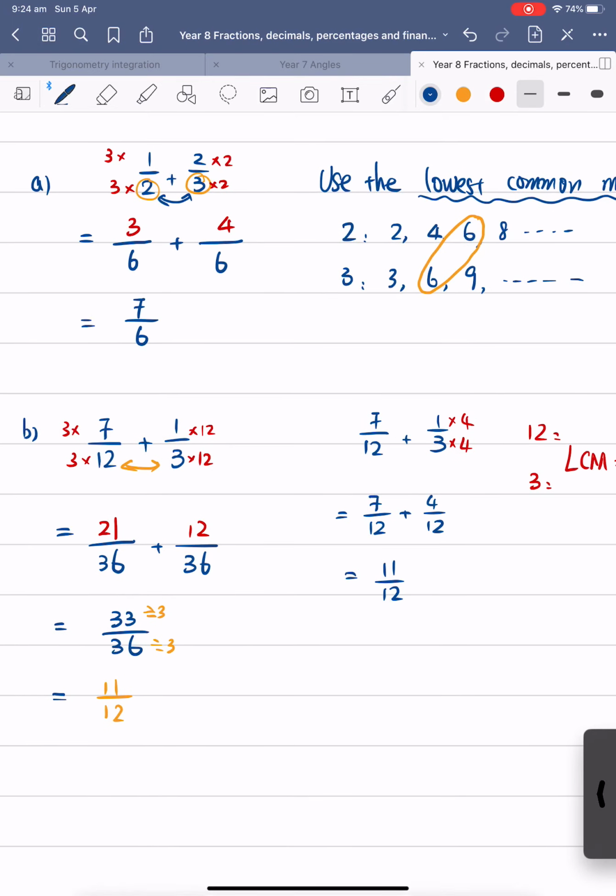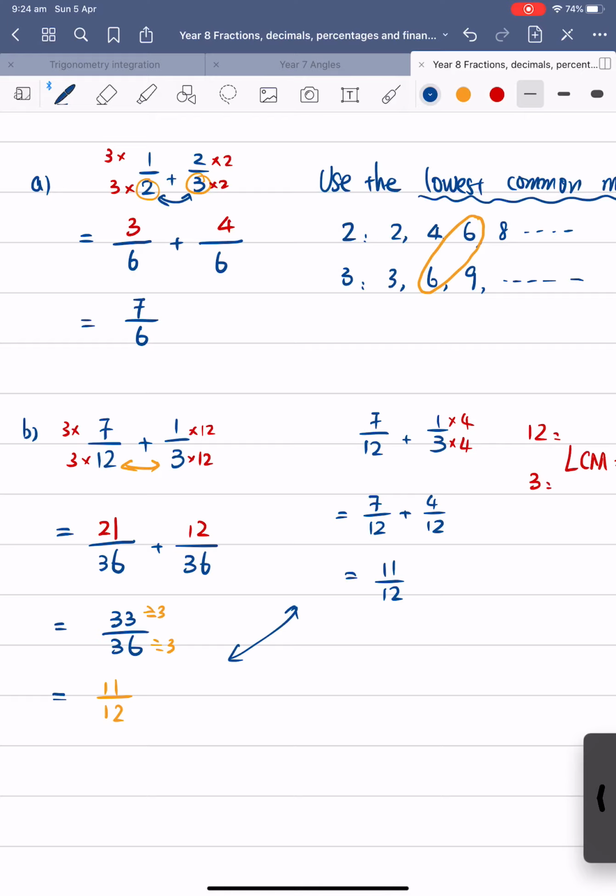So if you compare these two methods, I'm pretty sure that the second method is slightly faster than the first one. Especially if the denominator is a large number, then I will highly recommend you use the lowest common multiple to do the question instead of just multiplying the denominators. Okay, so this is very important.